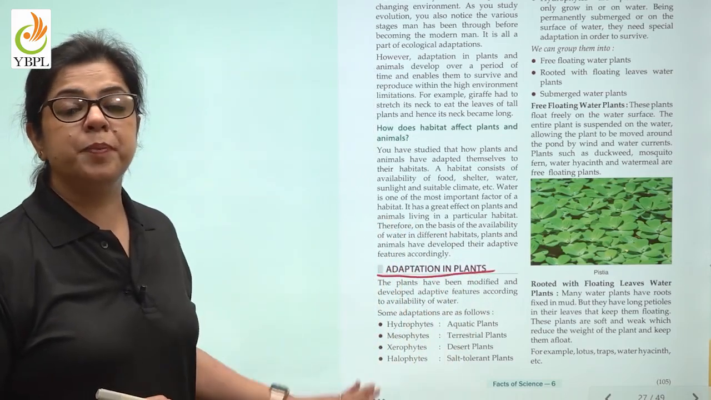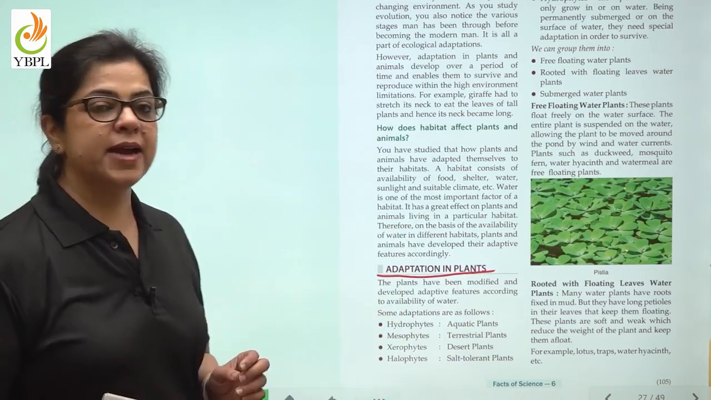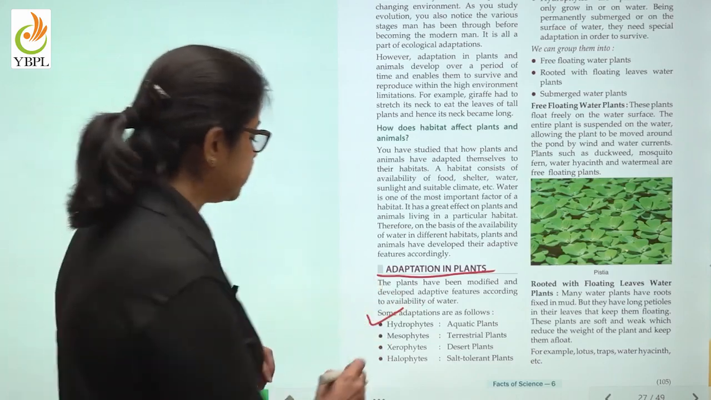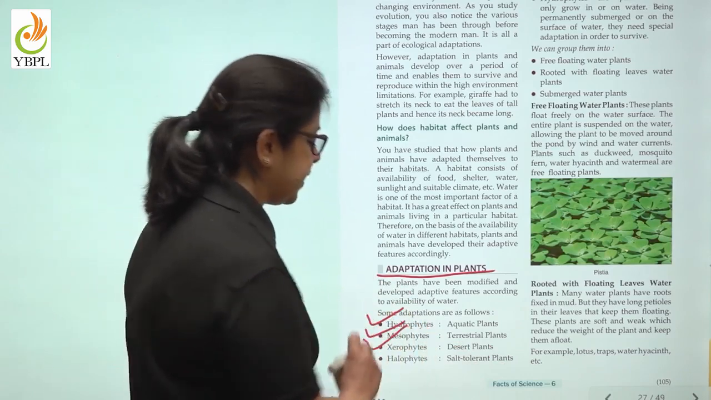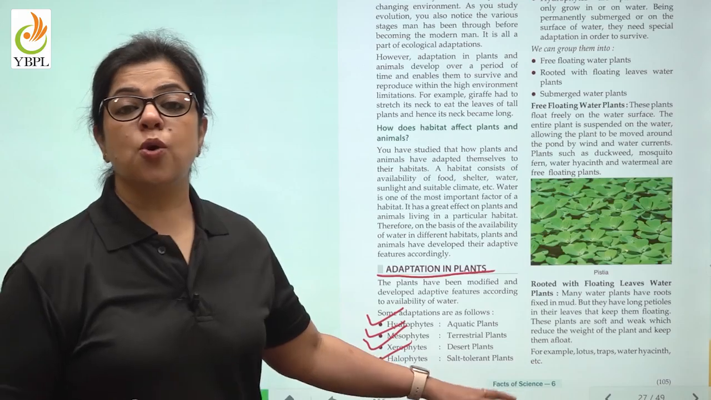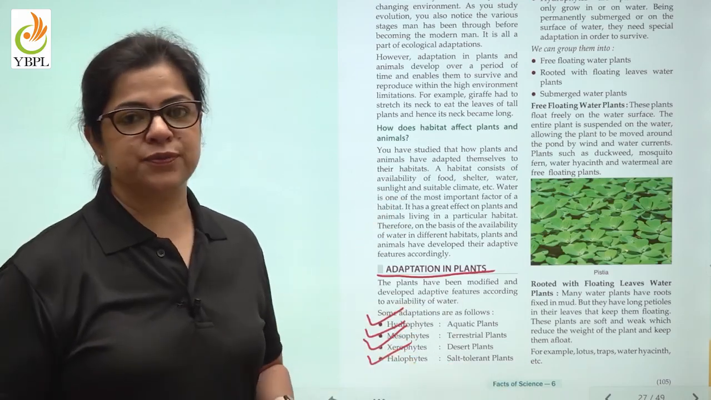Now, based on the place that they thrive in, the plant habitats can be hydrophytes, aquatic plants, mesophytes, terrestrial plants, xerophytes, desert plants, and halophytes, which are salt-tolerant plants. Let us understand hydrophytes first.